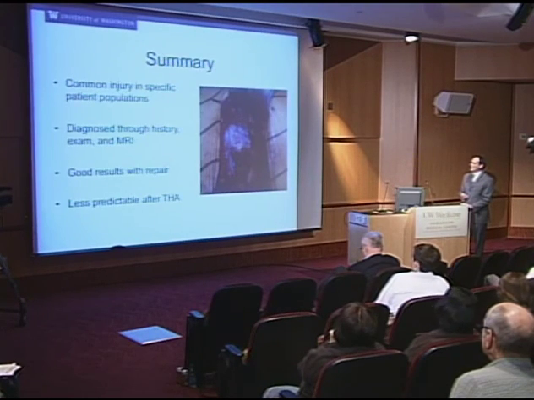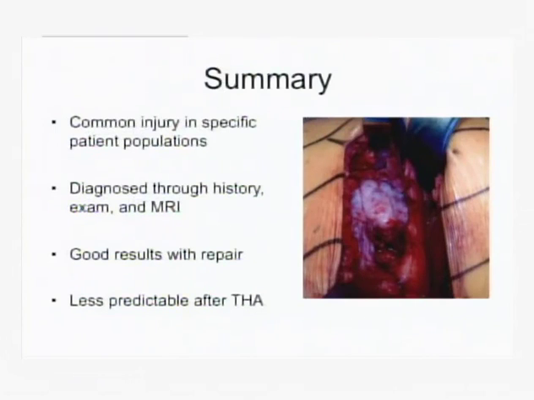So in summary, in a specific patient population, this can be a common injury. It's diagnosed through history, exam, and MRI findings. There are good results with repair in the non-traumatic group and less predictable results after total hip arthroplasty.